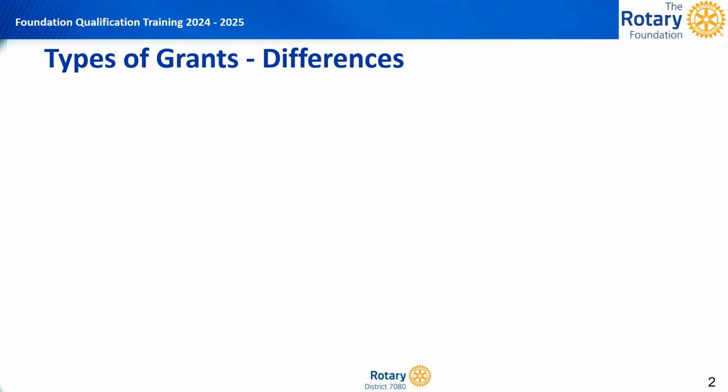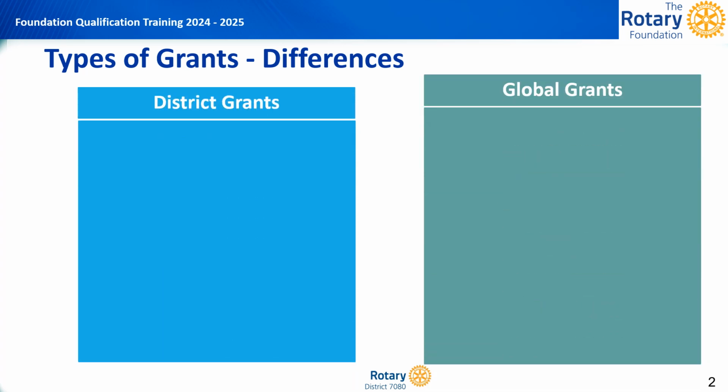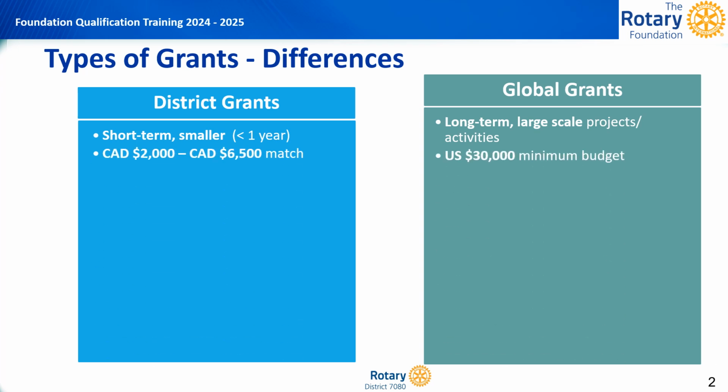First, let's take a look at the differences between district and global grants. These are the two most commonly used grants. District grants are shorter term, less than 1 year, and help fund smaller projects, while global grants are longer term, 1 to 3 years or more, and help fund larger projects. District grant projects can receive a district match of between $2,000 and $6,500 Canadian.